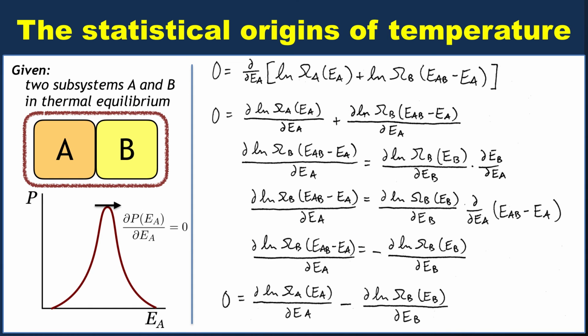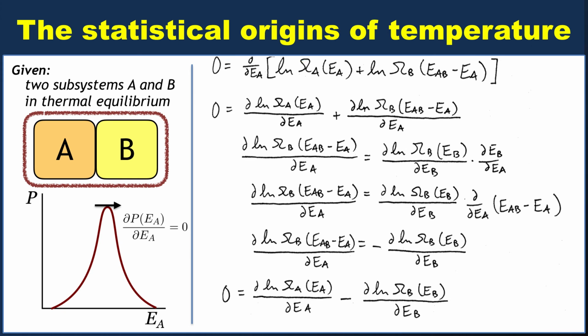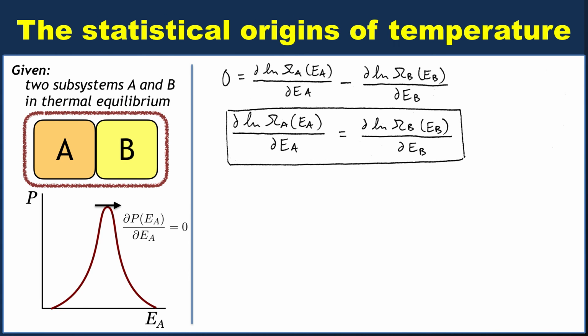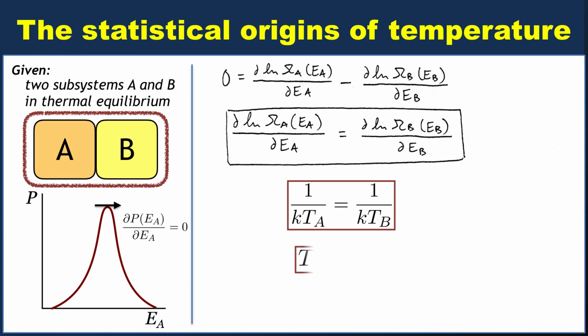So we find that 0 equals the partial ln of omega A with respect to E_A minus partial ln of omega B with respect to E_B. I'm going to move this up, and I'll just write this in a more standard way by moving the negative term over to the other side. And look at that. The partial ln of omega A with respect to E_A equals the partial ln of omega B with respect to E_B. As I mentioned in the lecture notes, this is only really significant if you realize that 1 over the quantity, the Boltzmann constant times the temperature, equals partial ln of omega with respect to an energy. That implies that the temperature of subsystem A equals the temperature of subsystem B.